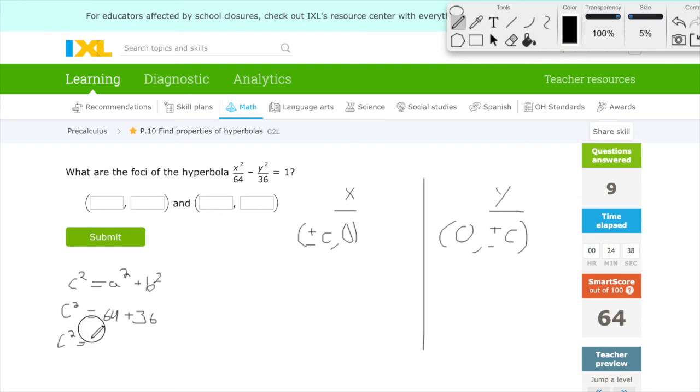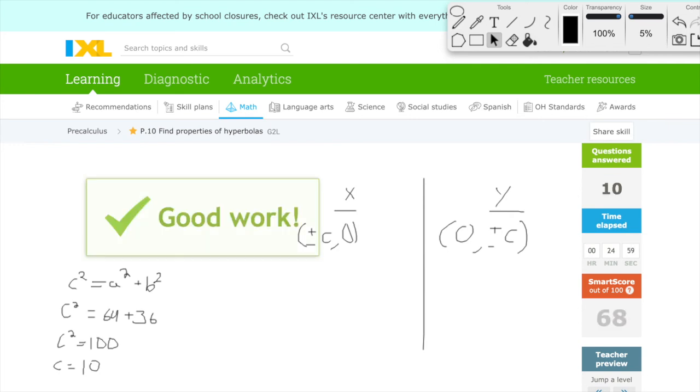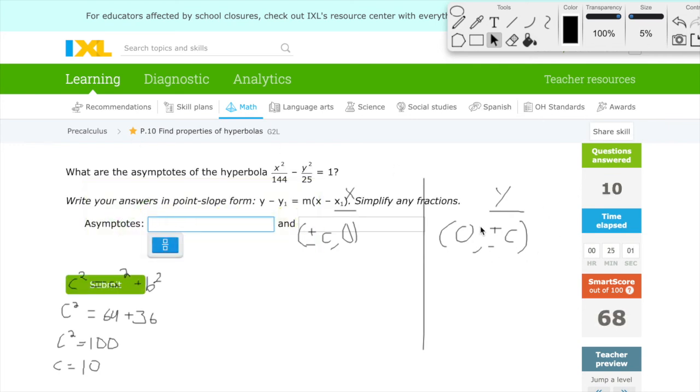I think most of the time it's going to work out to where it's a perfect square, where it's going to give you a whole number. Square root both sides, I would get c equals 10. So then I would be able to take that c value. I would say, okay, x comes first, so I'm using this one. So I'm going to have a positive 10, 0 and a negative 10, 0. Perfect. And if it was y first, you would use this one on the right.